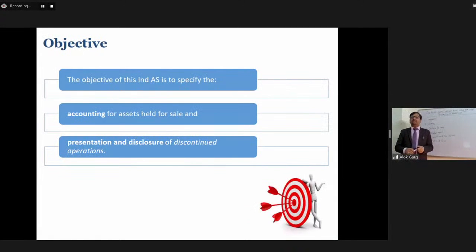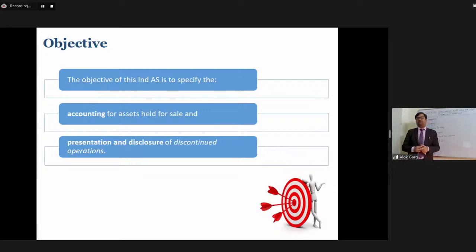So what is the objective of this standard? The objective of this IND AS is to specify the accounting for assets held for sale. We'll discuss when an item is classified from normal property, plant and equipment, normal investment property, or normal intangible asset to non-current asset held for sale. And we will also discuss the presentation and disclosure of discontinued operations.